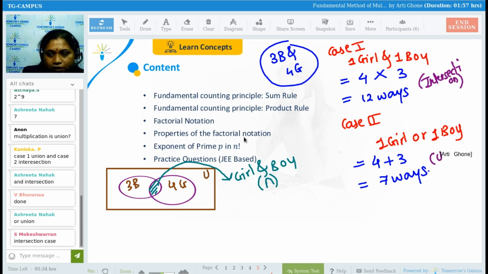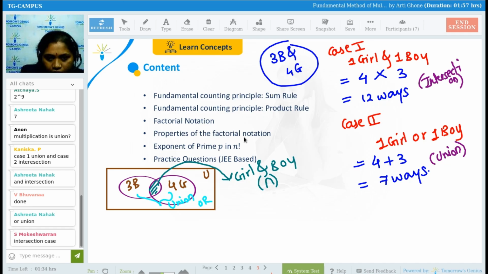And the second operator is the union. Now clear? And what is the union? Union is nothing but this part. This complete part is union. Either girl or boy. So it is representing a girl or boy. Clear now? Okay, so this is about the fundamental counting principle.